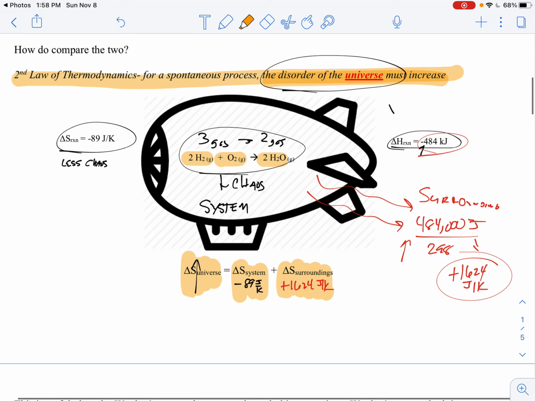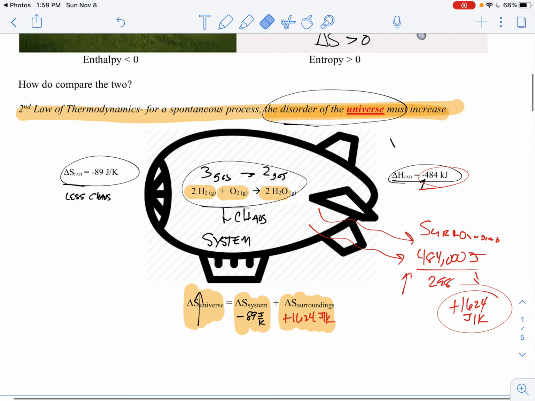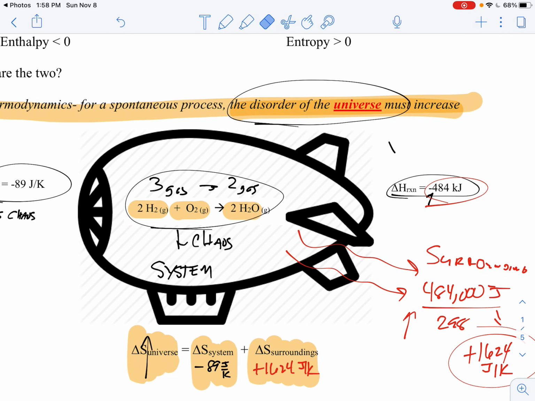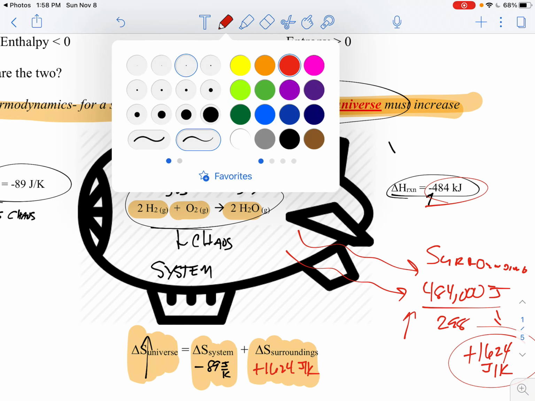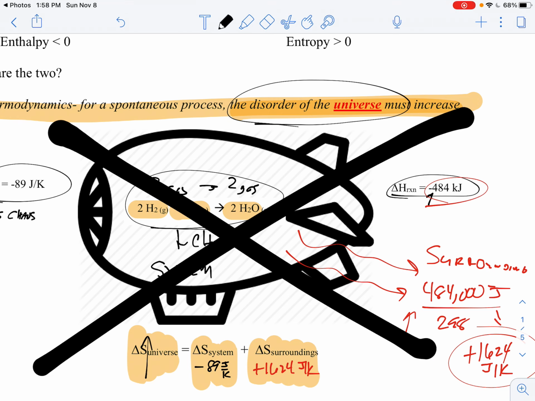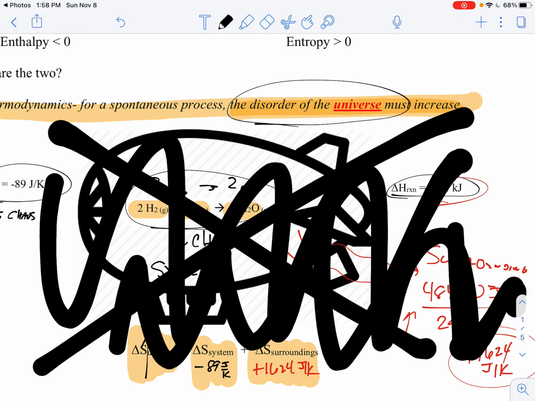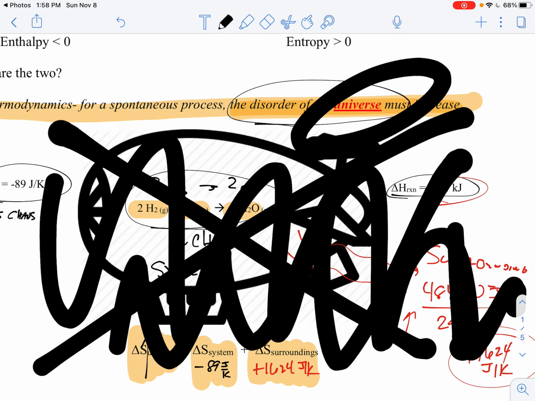And so consequently, this is indeed a spontaneous reaction. So, the second law of thermodynamics says that for a spontaneous process to occur, the disorder of the universe must increase. However, having said that, what I just showed you here is awful, is terrible, is a colossal pain in the butt way of doing these problems.